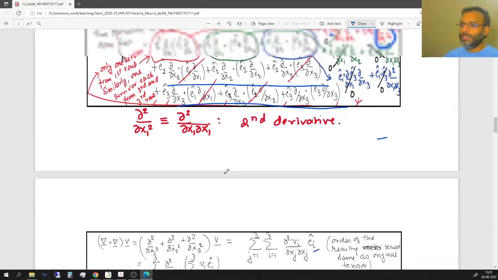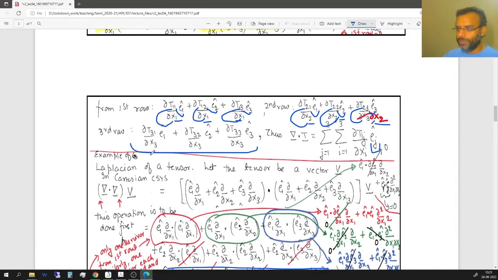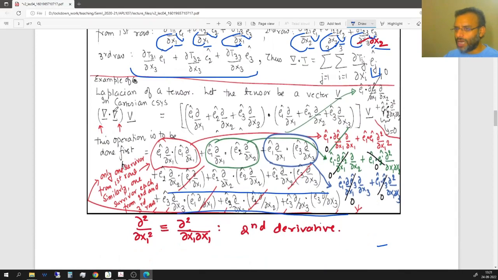Right. The next item to be discussed is the Laplacian of a tensor, and now I will illustrate this idea of Laplacian in the Cartesian coordinate system using a vector itself, taking the example of a vector. So this Laplacian operator has to act on a vector.